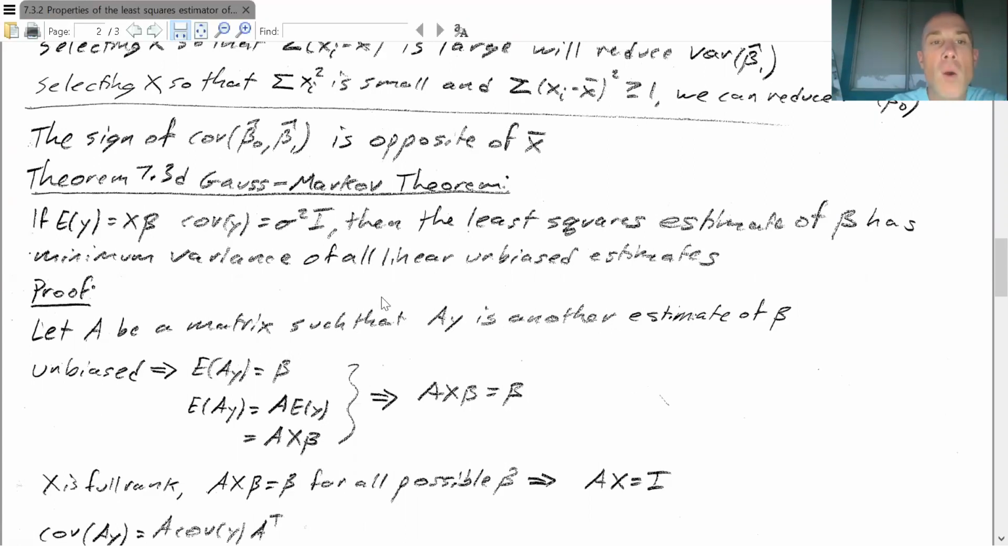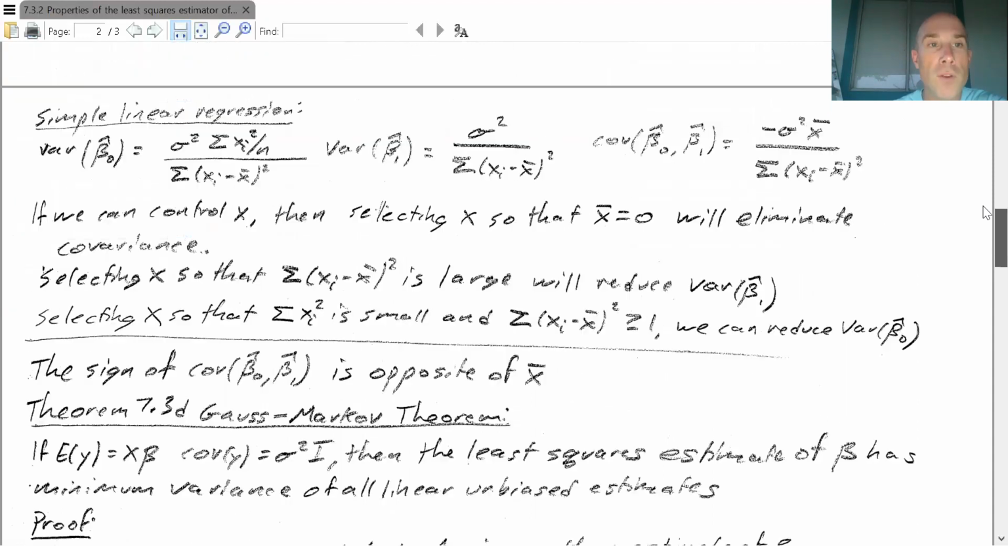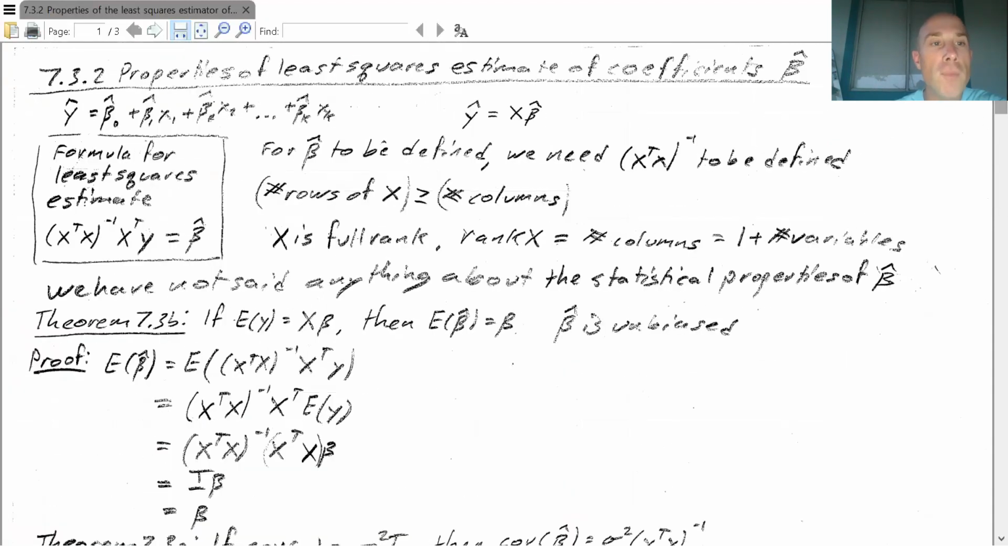Okay, so what are we going to do? We're going to say that A is a matrix such that A times Y gives us a different estimate of beta. Why is this a reasonable approach? What I need to do is back up. I'm going to go back up to the original part of the lecture. All right, look here. Look at this formula.